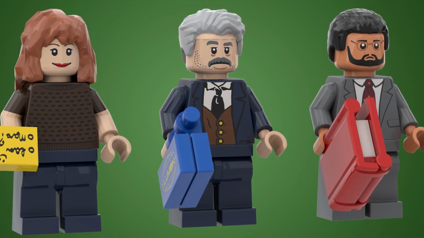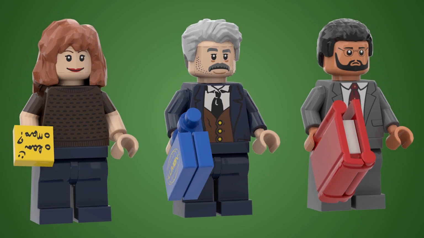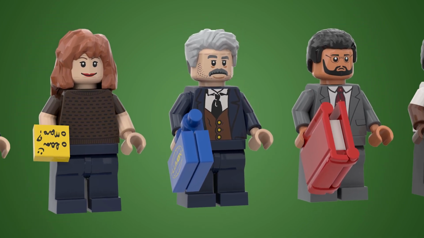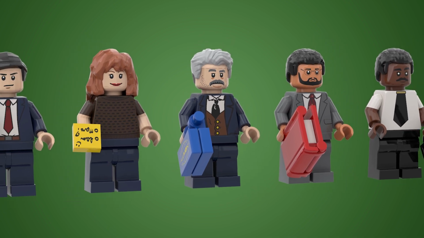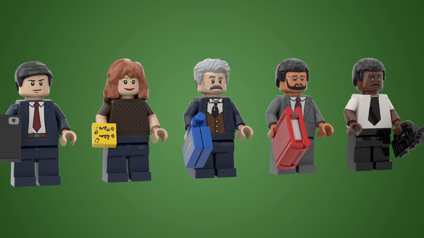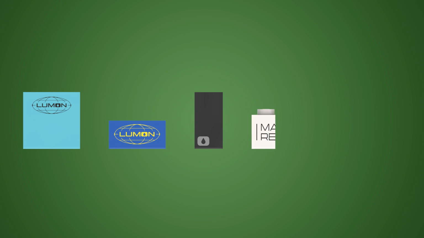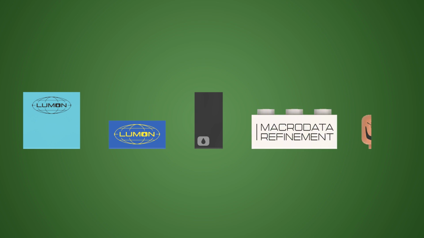Some of the final additions I wanted to add to the model were some custom decorated minifigures and pieces. Using Photoshop, Illustrator, and Bricklink's part designer, I was able to create and implement some custom designs to multiple parts of the set. I created some Lumen letterheads, the Lumen handbook tote, a Lumen keycard, a sign for the macro data refinement office, and a custom head for Dylan.